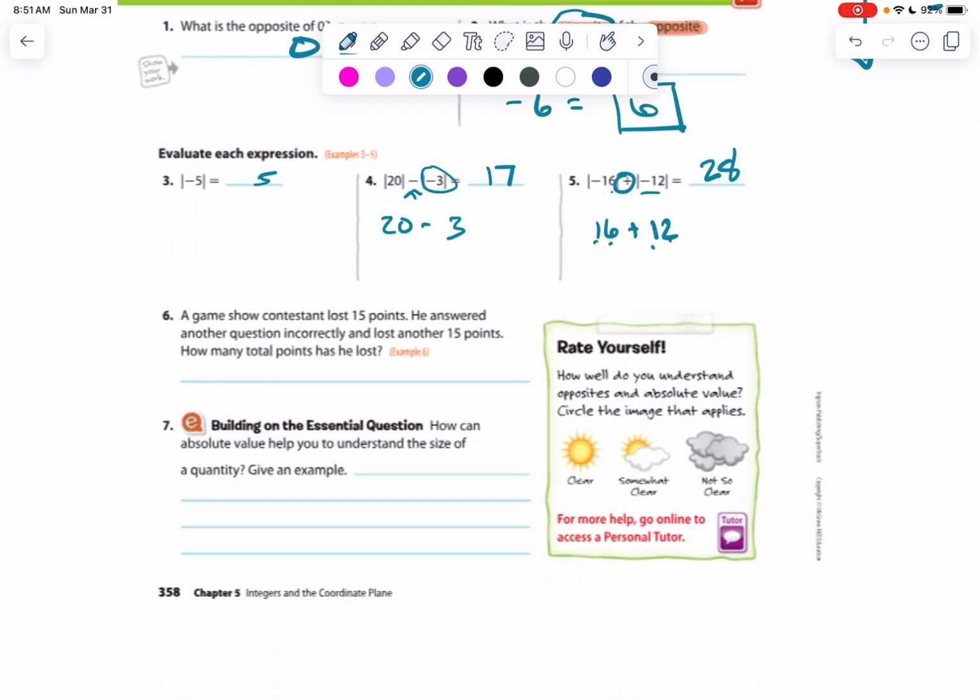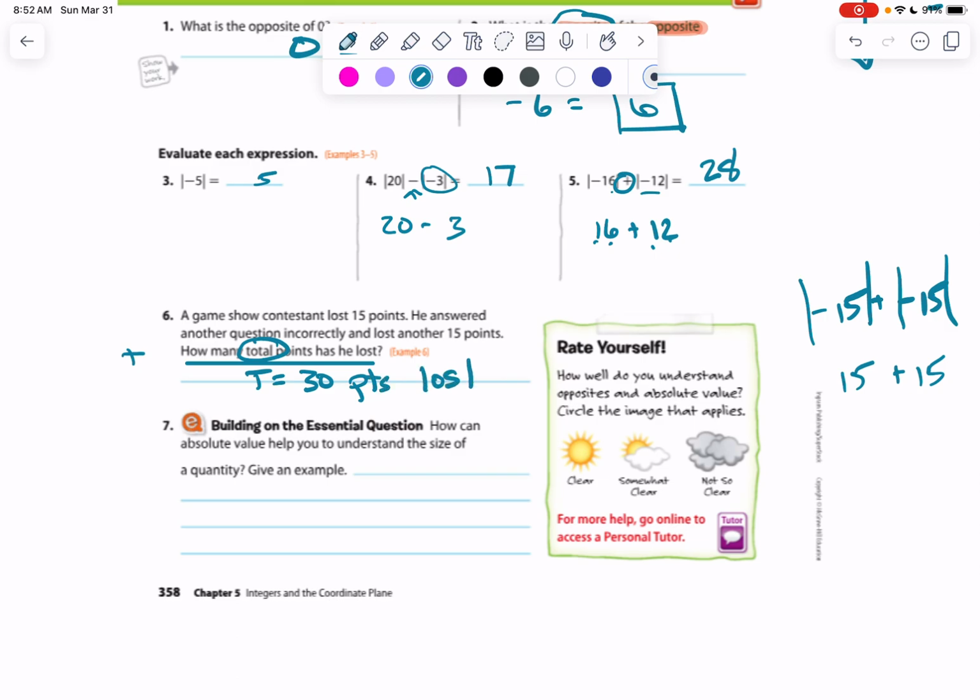A game show contestant lost 15 points. That's -15. He answered another question incorrectly and lost another 15 points. Another 15 points lost. How many total points has he lost? So we know total means add. So we're going to add these. But we really just want to know how many points he lost. So we're going to take the absolute value of each of these. So that's 15. And absolute value of this -15 is also 15. We add them. So total equals 30 points lost. Not going well for him today. Hope he didn't gamble on that.